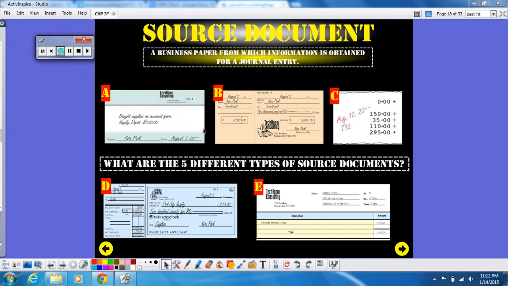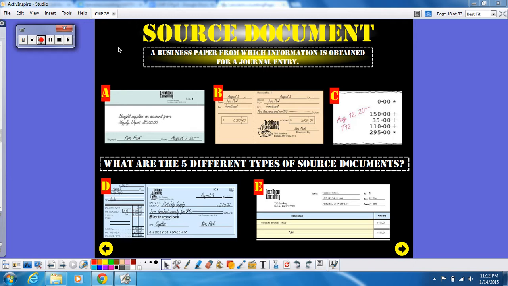Alright, next up we have chapter 3, page 4 of your notes. Okay, so we've talked about journalizing and how T accounts help you figure out where to put the cash, what accounts to use, so on and so forth on a journal. But now we're going to talk about something called a source document.